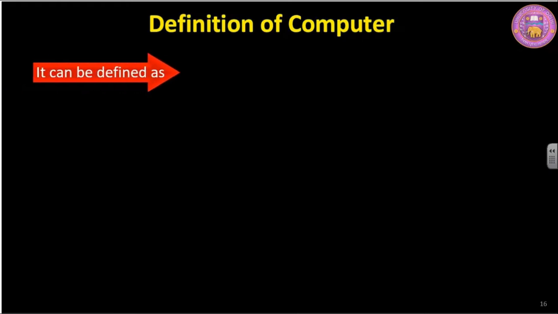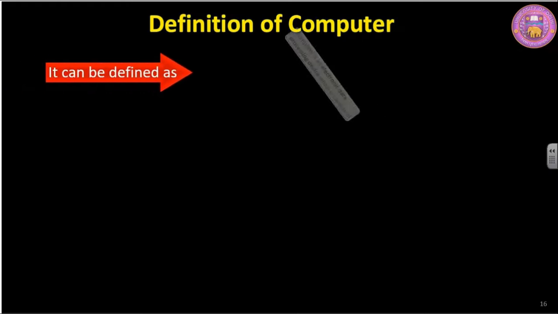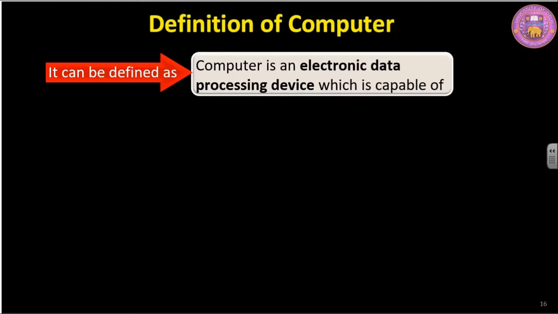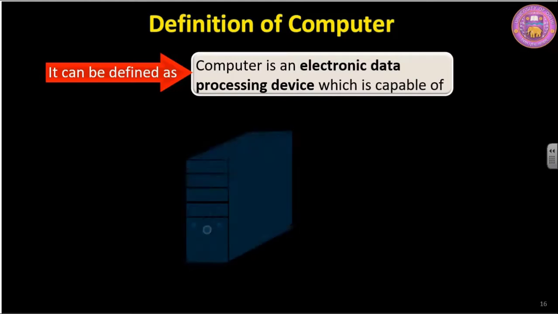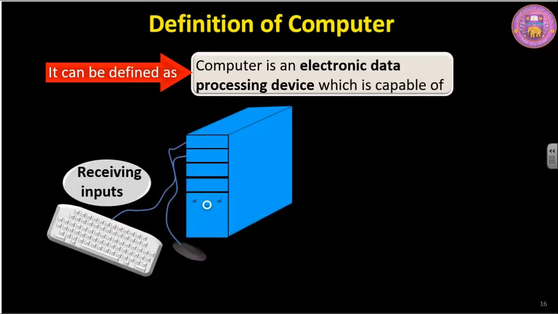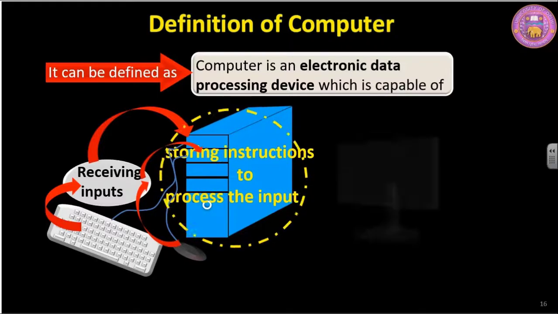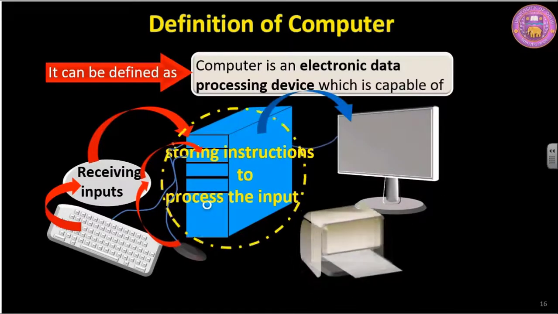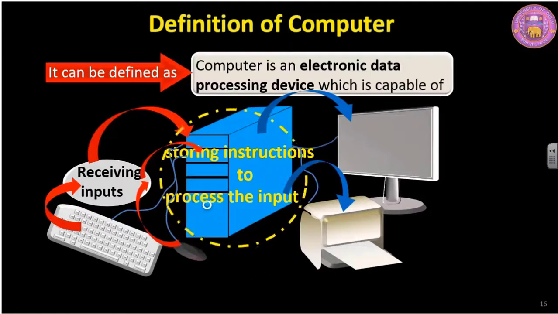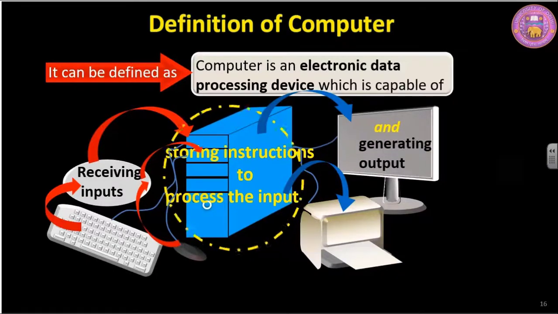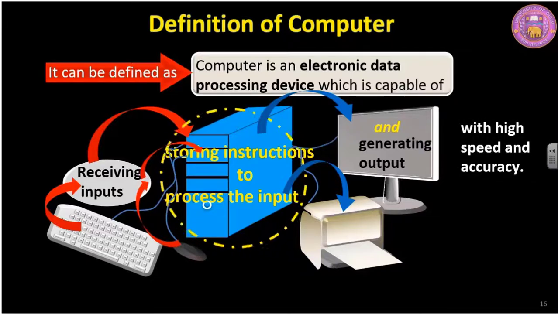Now let's move on to the definition once again. It can be defined as: computer is an electronic data processing device which is capable of receiving inputs. Those inputs are given with the help of keyboard or mouse and then these instructions go to the CPU. CPU starts processing it with the stored instructions. Computer is capable of receiving inputs, storing instructions to process the output, and it generates output with high speed and accuracy.